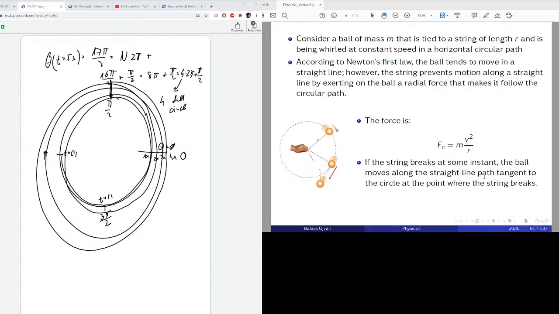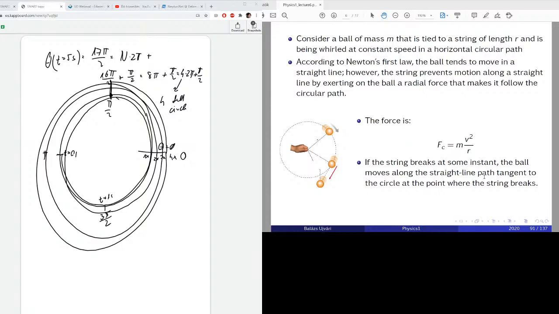Let's calculate something. Let's consider there is a ball with the mass m, moving at a constant speed in a horizontal circular path. You can play that game. According to Newton's first law, the ball should move in a straight line, but however, it moves in a circular path. What is the force you need for that? This is the acceleration times mass, so this is m v squared over r.